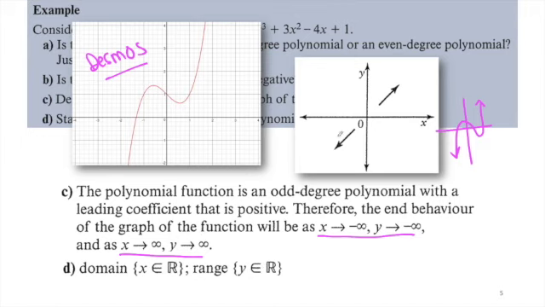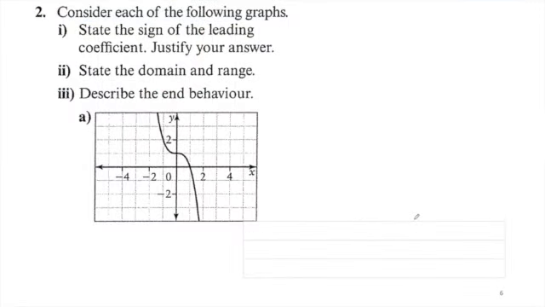Okay, and this is what helps you with your end behavior, because you know it's positive, it's going to go up at the end. And because you know it's an odd degree, you have opposite end behavior, so it's going to go down. Again, we're going to get into lots of examples of this.